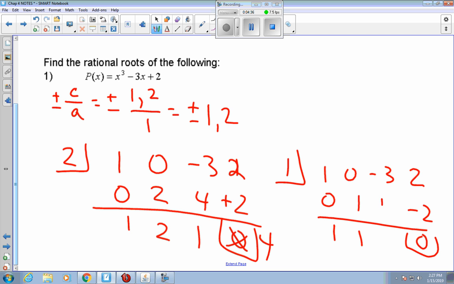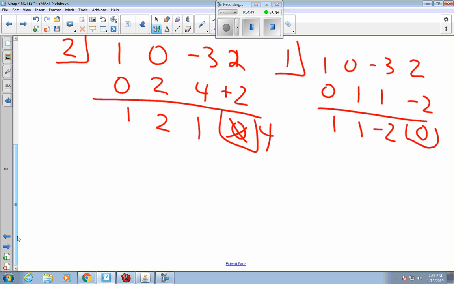1 times 1 is 1. -3 plus 1 is -2. 1 times -2 gives you the 2. All right, so that one's good. That one works. So what that means is 1 is a root.